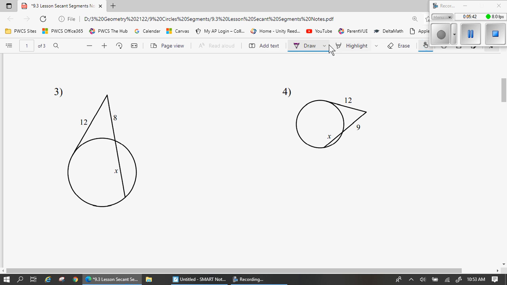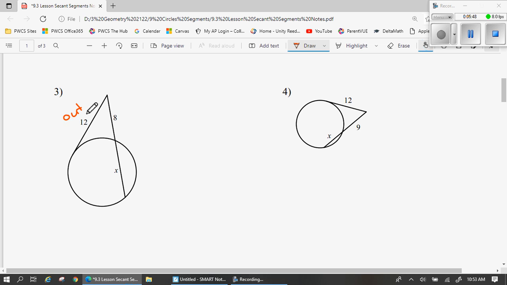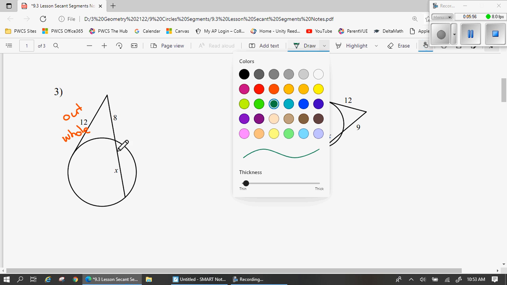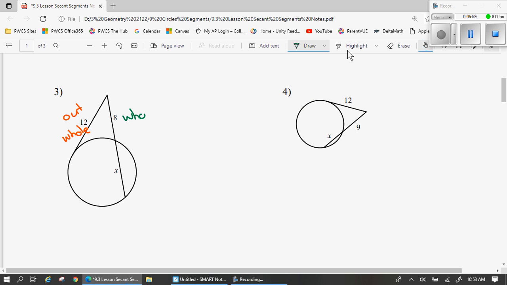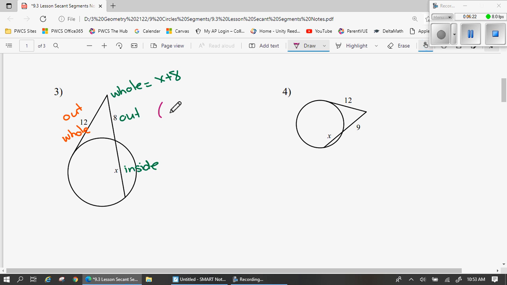Let me try one more. Here I have a tangent segment, so this is going to represent the outside portion of my segment. It's also going to represent the whole thing. This is a secant. 8 is the whole, or no, I'm sorry. 8 is not the whole piece. 8 is the outside piece. X is the inside piece. And it might be a good idea to establish how long the whole thing is. The whole thing is the inside plus the outside, x plus 8. So I'm going to use O and W when I write this.